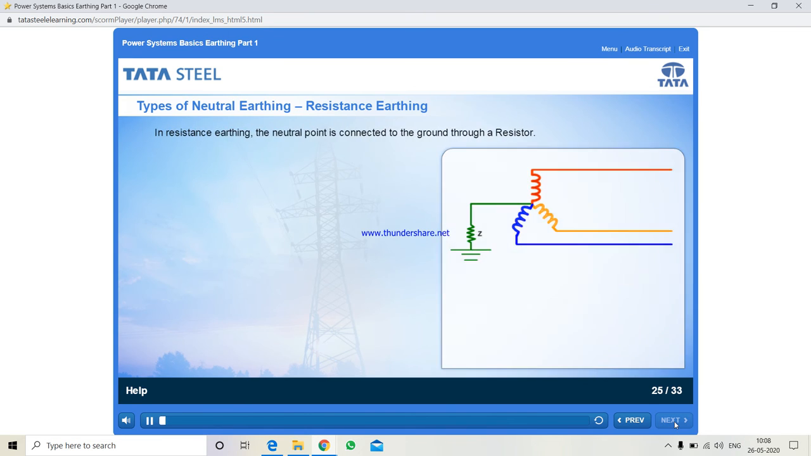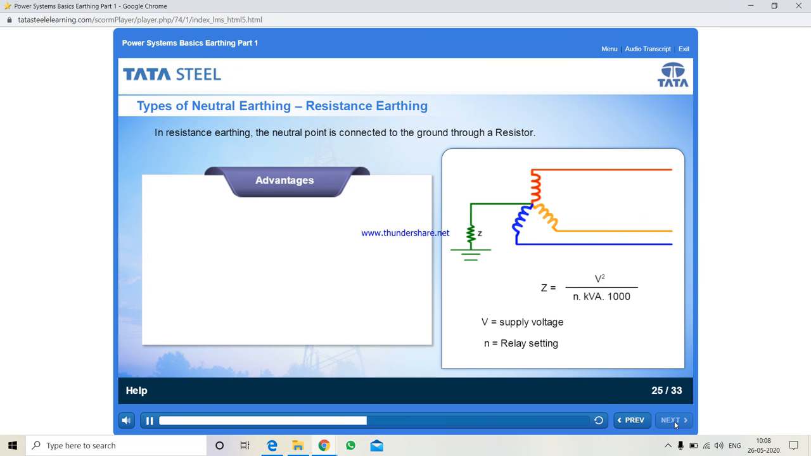In resistance earthing, the neutral point is connected to the ground by using a resistor. As you can see in this image, the winding here denotes the resistor. The impedance of the neutral resistance is denoted by the formula V squared divided by N times kVA into 1000. Here V is the supply voltage, N is the relay setting and kVA is the kVA rating of the system. Let us look at the advantages of resistance earthing.